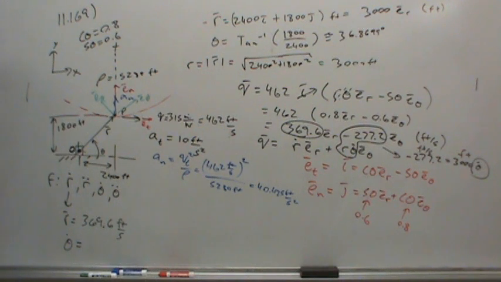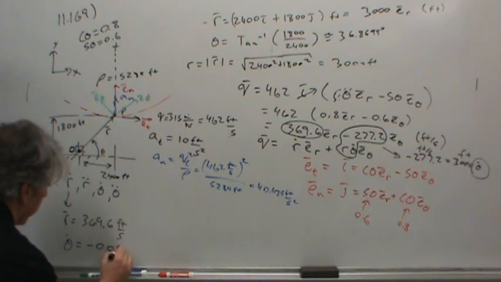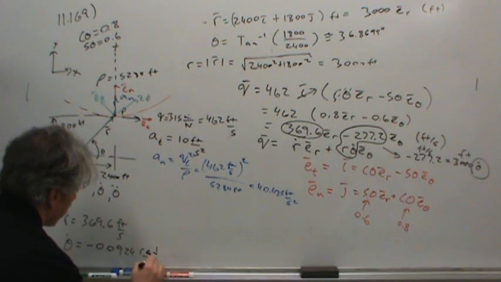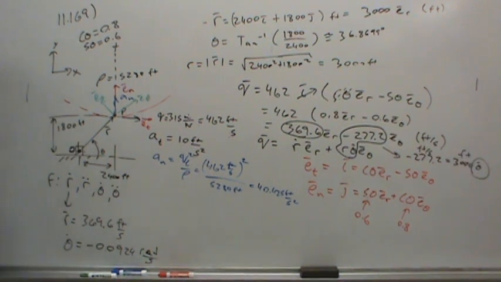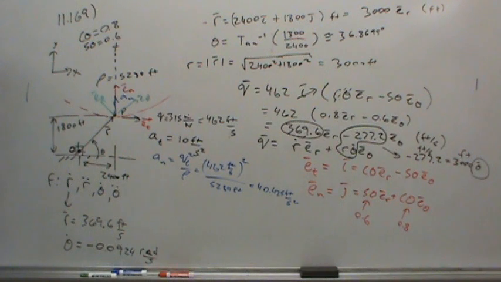So what is negative 277.2 over 3,000? Negative 0.0924. Okay. Negative 0.0924 radians per second. Where did the radians come from? They're a dimensionless unit that we can use. If you don't understand that, talk to me about it sometime. I'll try to explain it to you. I try to understand it myself. I just go with it now.